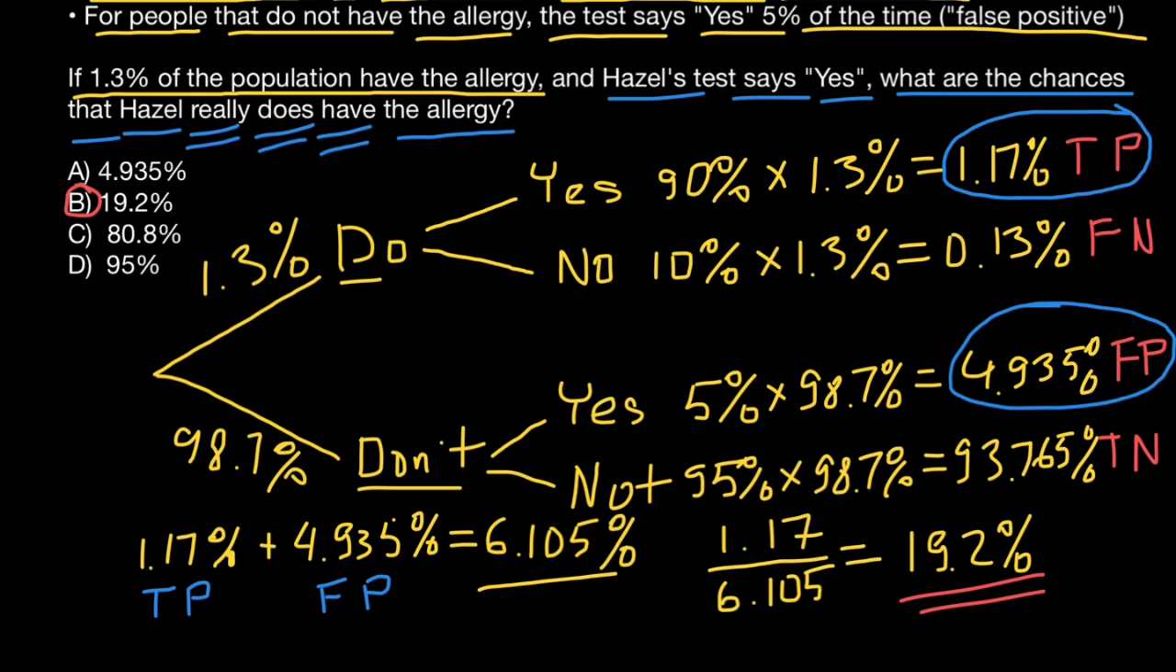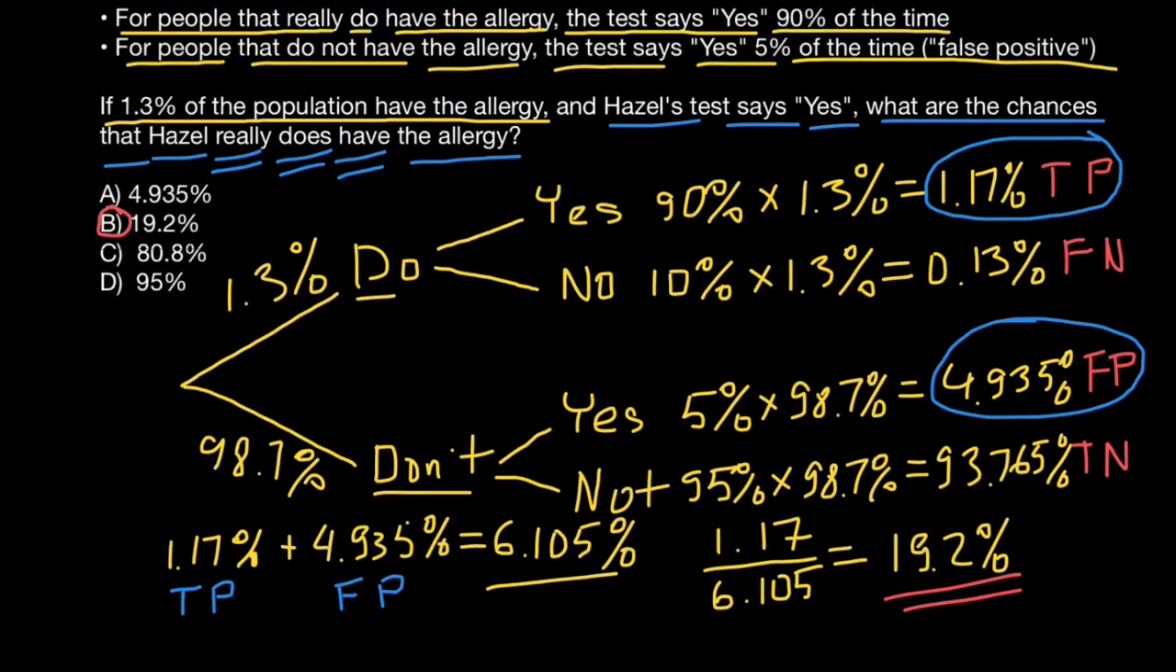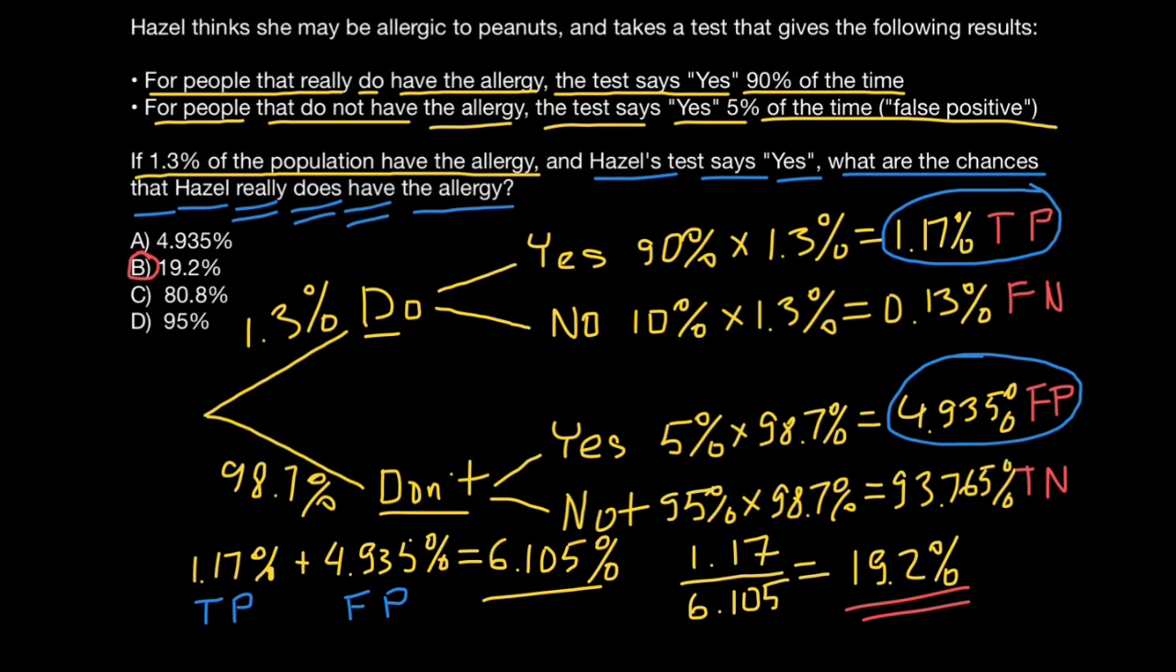As you see, this number is very different from what probably many of you would initially think: that if the test accuracy is 90% and you test positive, then the chances that you're truly positive is 90%. It is not true. As you see, if you test positive, the probability that you're truly positive is only 19.2% due to the inaccuracy of this test.